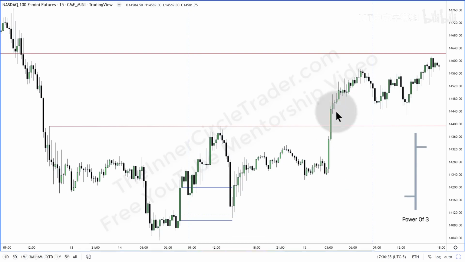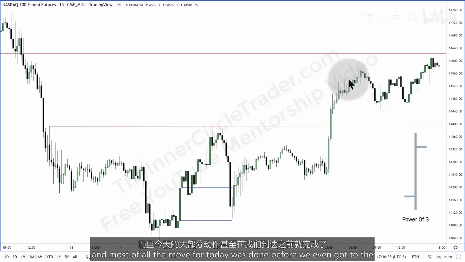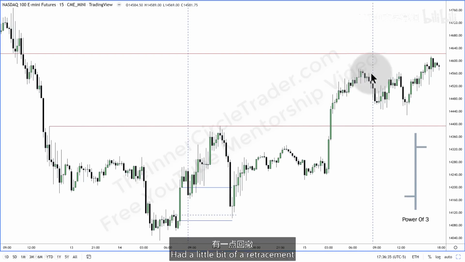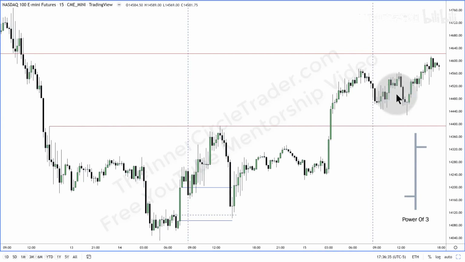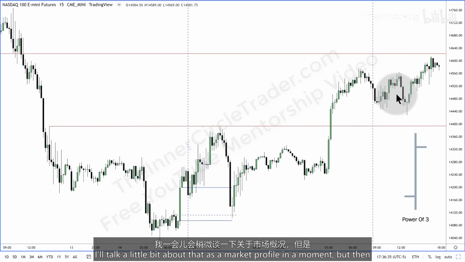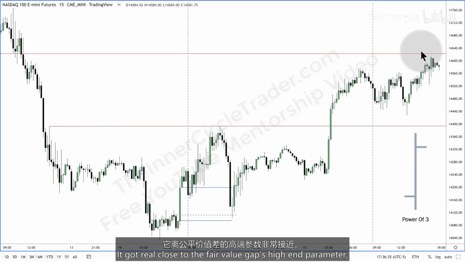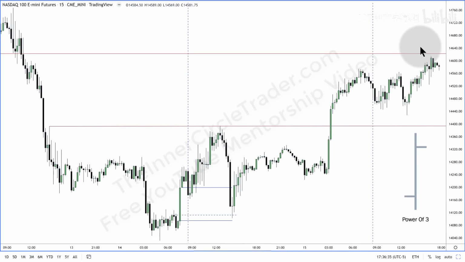It ran last night, and most of the move for today was done before we even got to the opening of the morning. Had a little bit of a retracement after 8:30, and at 9:30, we consolidated. I'll talk a little bit about that as a market profile in a moment, but then we drop down, create an important low of the day, and then we rally. It got real close to the fair value gap's high-end parameter, but didn't get to it.